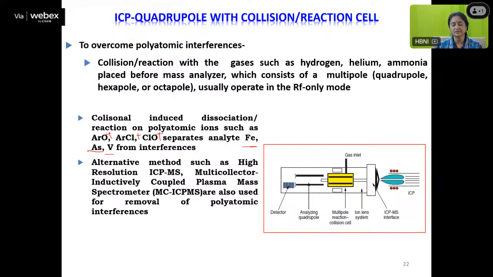Alternative methods such as high resolution ICP-MS and multi-collector inductively coupled plasma mass spectrometry are also used for removal of polyatomic interferences.